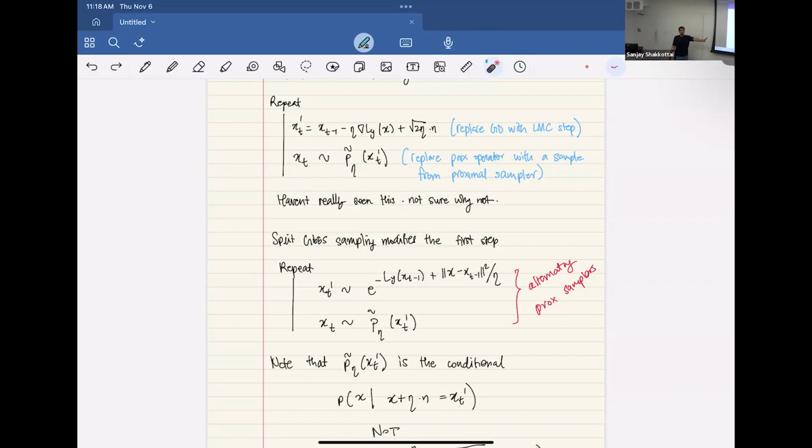Right. So this is my interpretation, and I think it's nice to motivate it this way because there's a lot of similarities between optimization and sampling algorithms, and I think this is just another in a long line of similarities.